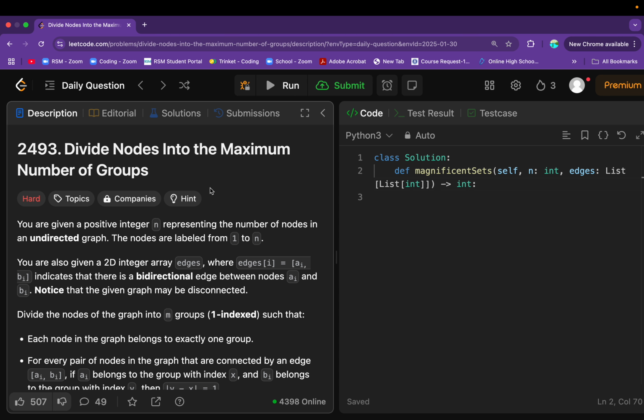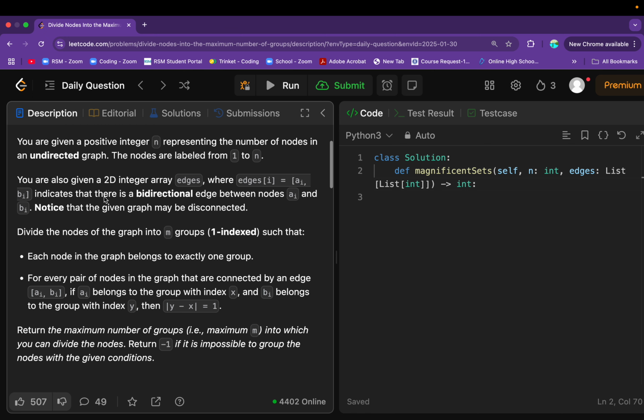And that depth is going to help us understand how many groups we can form while still satisfying the given constraints of this problem, where every single connected pair of nodes has a group number difference of 1, and we place each node in the graph in exactly one group.